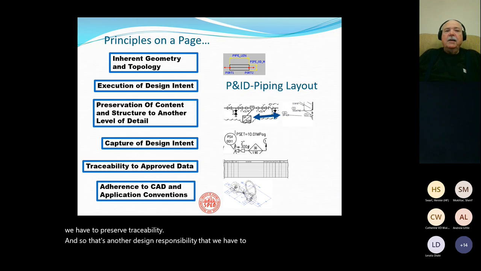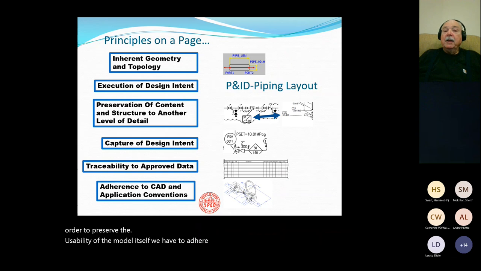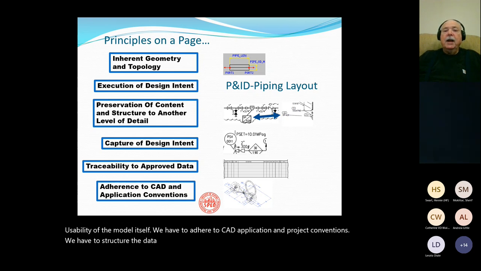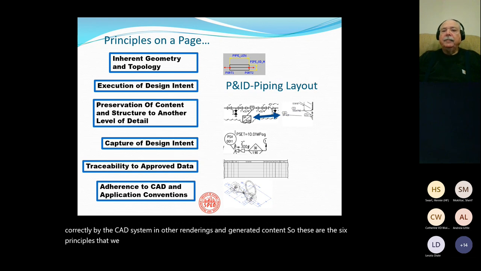And then finally, in order to preserve the usability of the model itself, we have to adhere to CAD, application, and project conventions. You know, we have to structure the data so it can be used by the CAD system correctly and reported directly by the CAD system in other renderings and generated content. So these are the six principles that we identified.